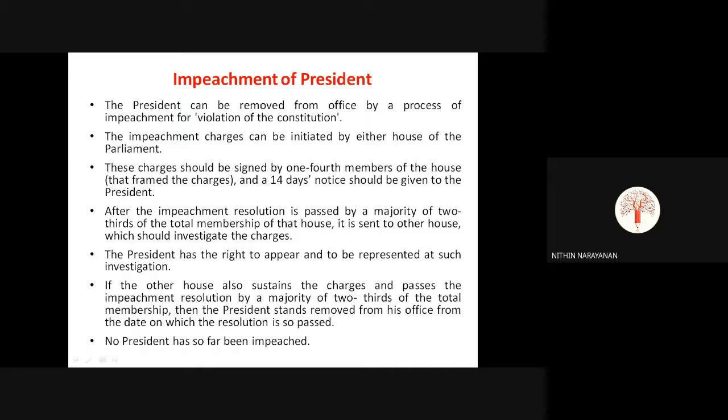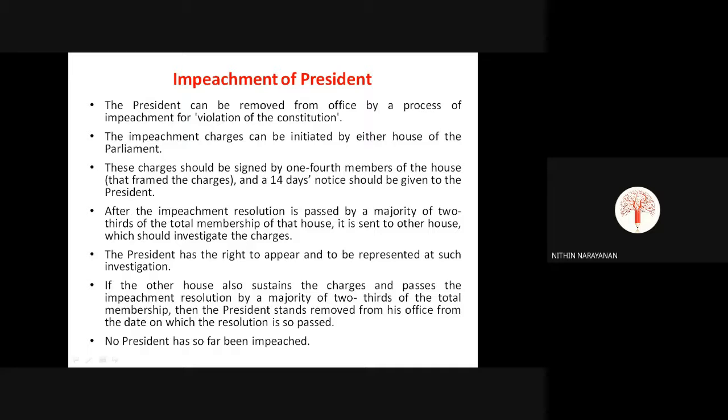So after the impeachment resolution is passed by a majority of two-thirds of the total membership of that house, it should be sent to the other house. ഇപ്പോൾ upper house ആണെങ്കിൽ lower houseലേക്കും, lower house ആണെങ്കിൽ upper houseലേക്കും സെൻഡ് ചെയ്യാം അല്ലെ. Why? In order to investigate the charges. Okay. The president has the right to appear and to be represented at such investigation.